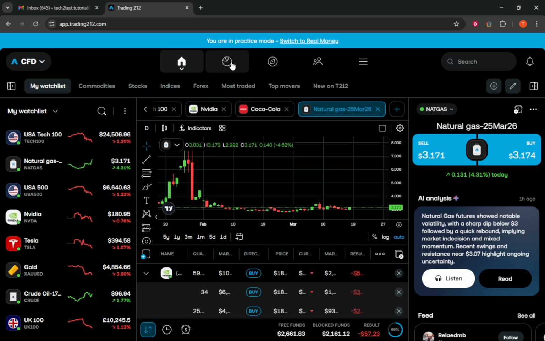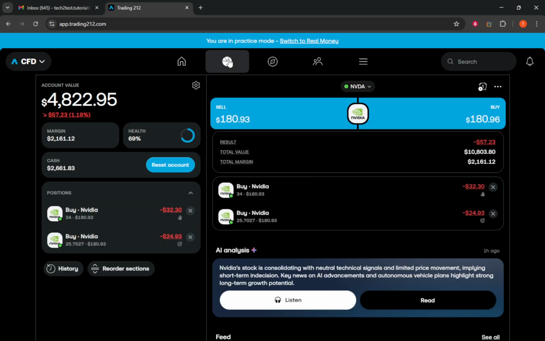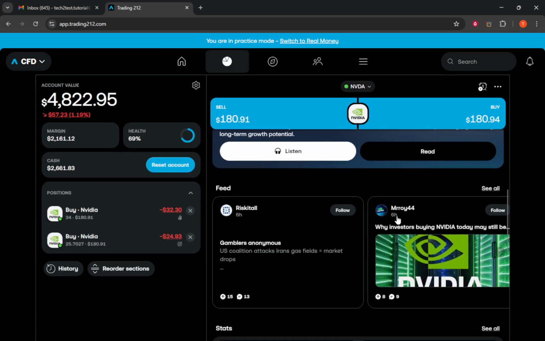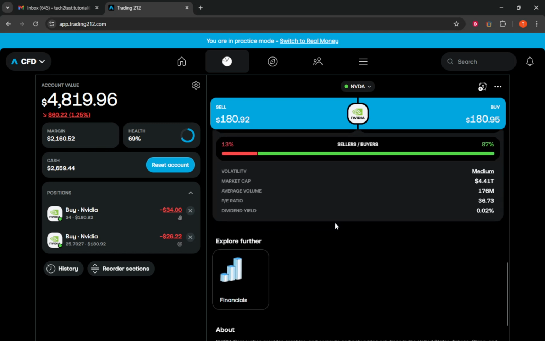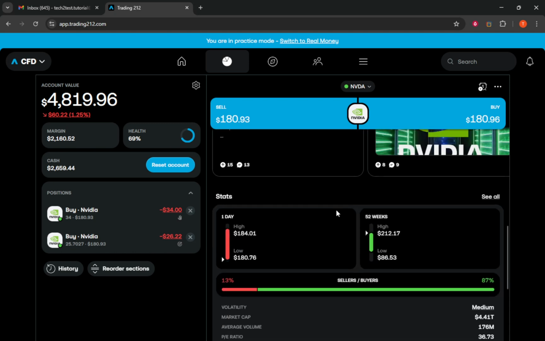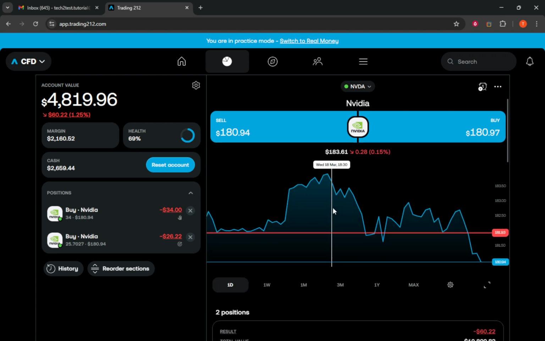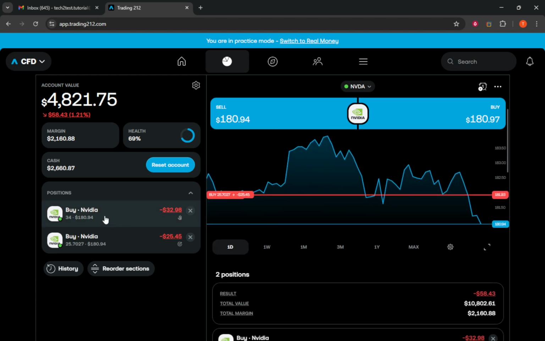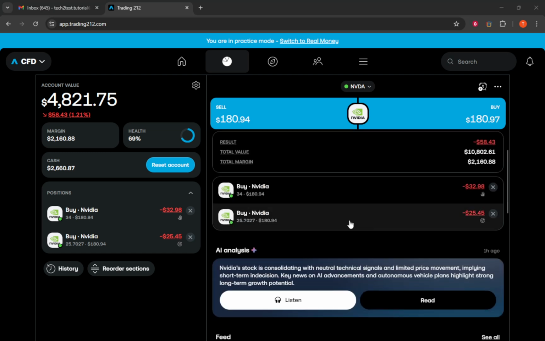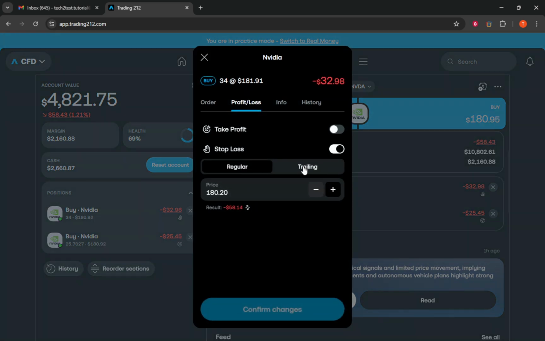Let's start with CFDs. Open your active position from your portfolio so you can see the details for that trade. Look for the Profit, Loss, or Modify section. There, you'll find the Take Profit option. Toggle or enable it. Next, enter the exact price at which you want your position to close for a profit. Take a moment to make sure the price you enter matches your plan.